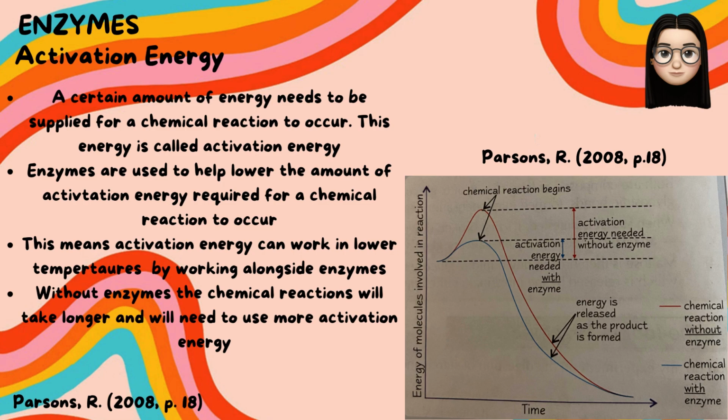A certain amount of energy needs to be supplied for a chemical reaction to occur. This energy is called activation energy. Enzymes are used to help lower the amount of activation energy required for a chemical reaction to occur. This means reactions can work at lower temperatures by working alongside enzymes. Without enzymes, the chemical reactions will take longer and will need to use more activation energy.